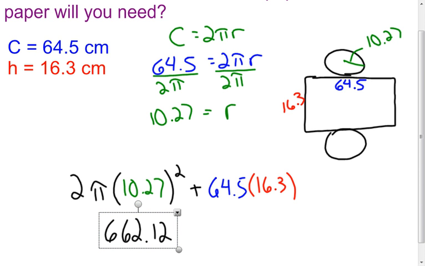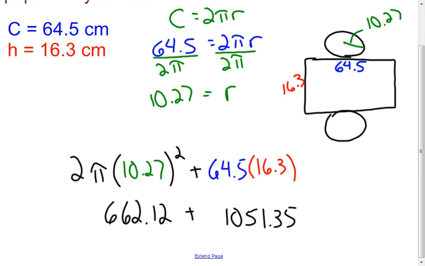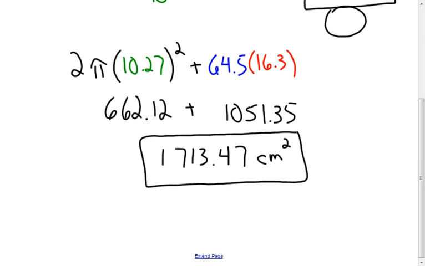And then the area of my rectangle is going to be 1051.35. If I add these 2 things together, I end up with a final answer of 1,713.47, and being I measured in centimeters, it's going to be centimeters squared. That's how much paper I will need to wrap my ice cream bucket.